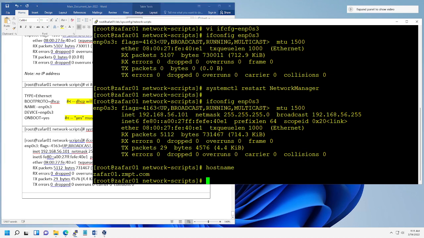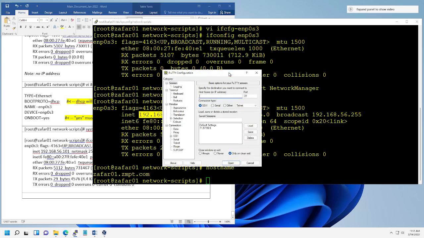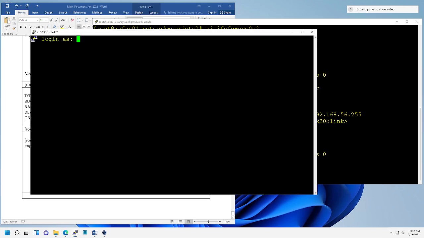So now what we have is enp0s3, and it has this IP address 192.168.56.101. Okay. If I get out of here and try to ping it from the master server, let me try to ping it from the master server. It should work.